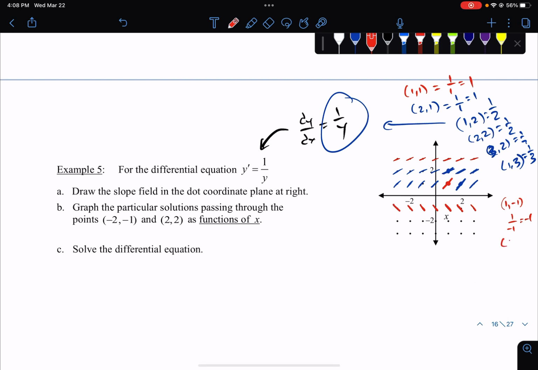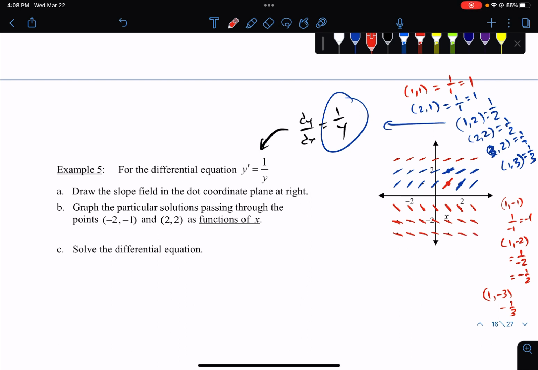Now let's plug in (1, -2). That gives me 1 over -2, which gives me -1/2. So my slope is still negative, but this time it's a little bit flatter, right? All the way across. When I plug in (1, -3), I'm going to get a slope of -1/3. I'm seeing a pattern here. I hope you are too.